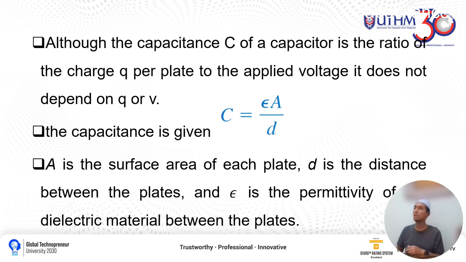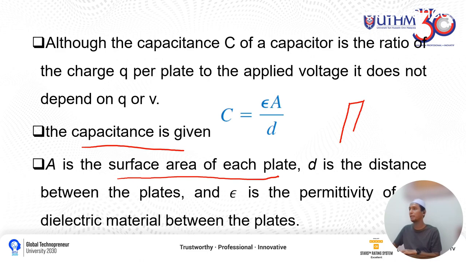Okay, the capacitance C of the capacitor is the ratio of the charge per plate to the applied voltage. But it does not depend on Q or V. So the capacitance is given by C equals εA over d, where A is the surface area of each plate, and d is the distance between the plates. So for example, this is the plate, we got two plates, for example.